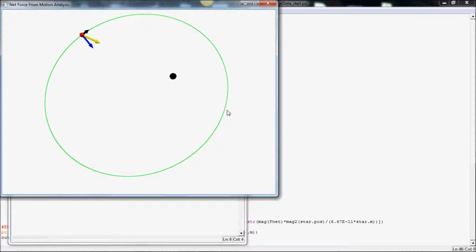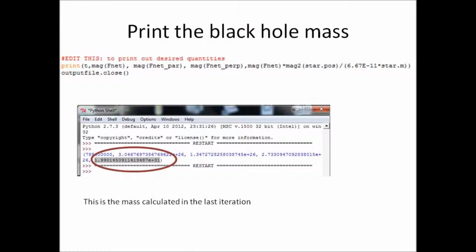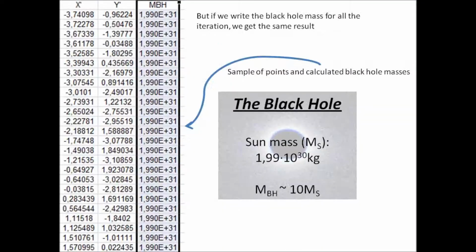To find the mass of the black hole, we have used the gravitational force that affects the star. And we have found that it's only 10 times greater than the mass of the star. If we calculate the mass not only in the last point but in all the points, we can see that we always get the same result.